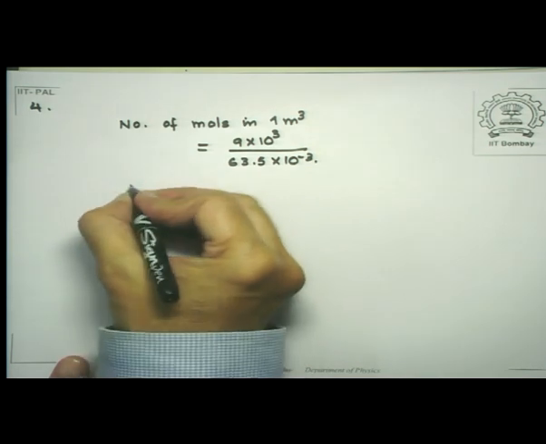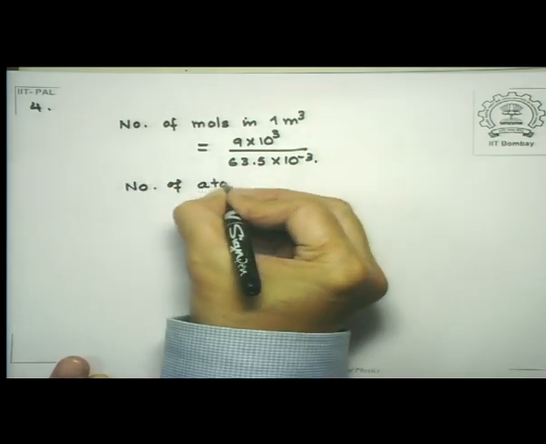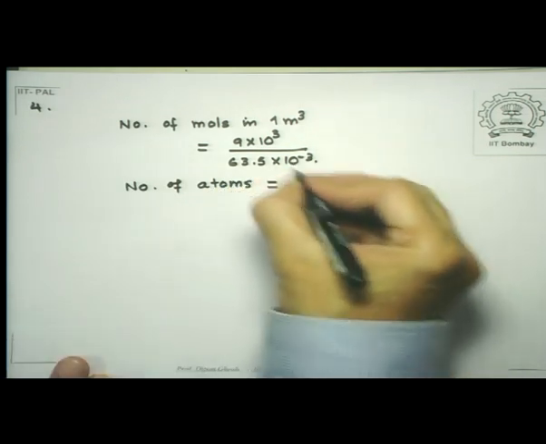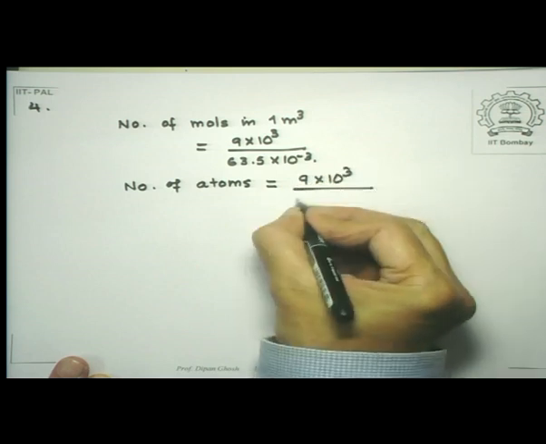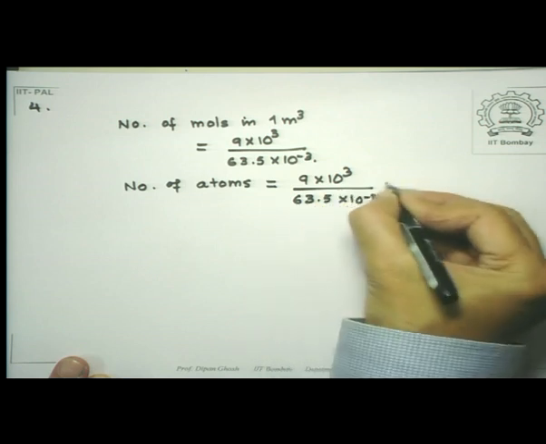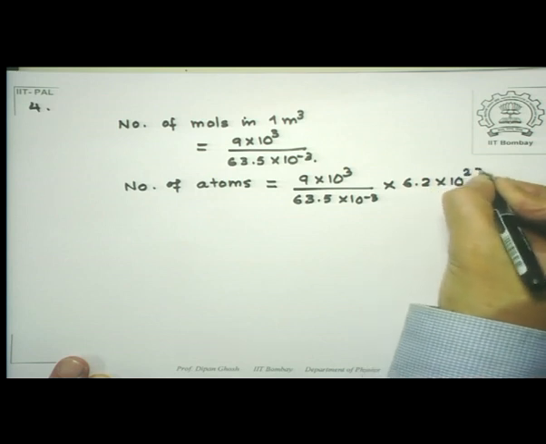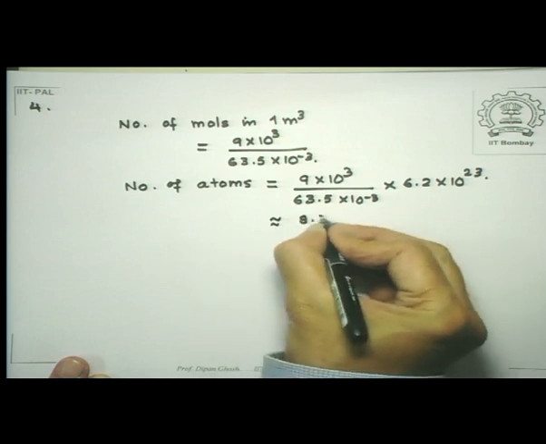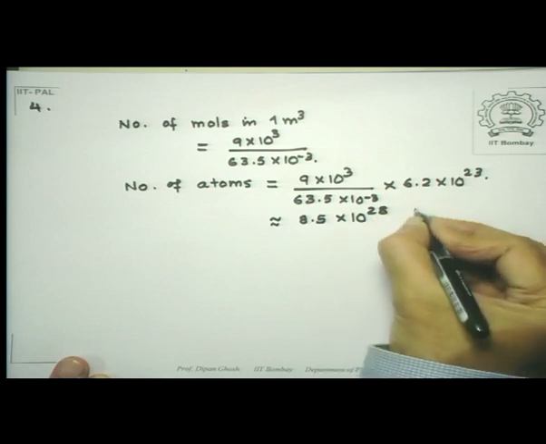So therefore, the number of atoms there, which will be the same as the number of electrons, is simply this number, 9 into 10 to the power 3 by 63.5 into 10 to the power minus 3, multiplied by the Avogadro's number, 6.02 into 10 to the power 23. And this, if you calculate, works out to 8.5 into 10 to the power 28 per meter cube.